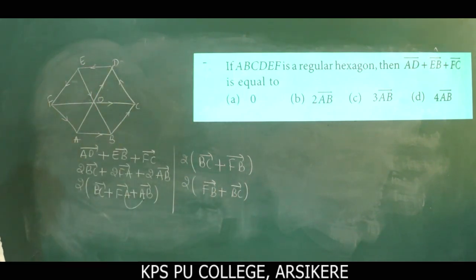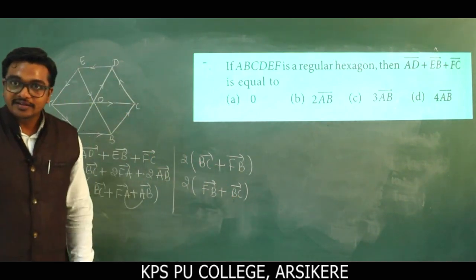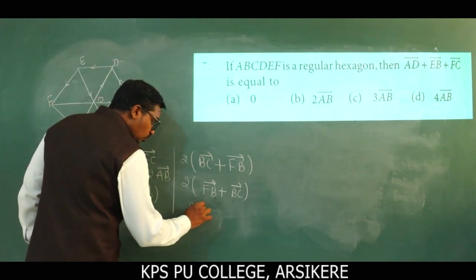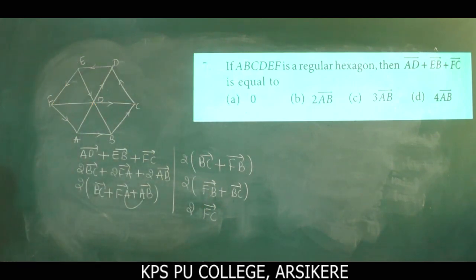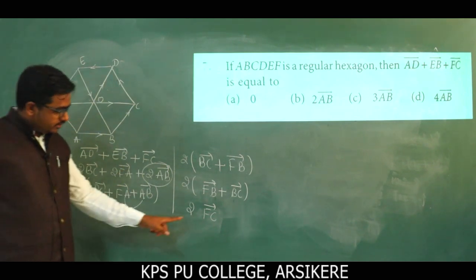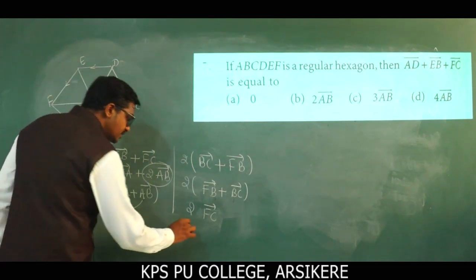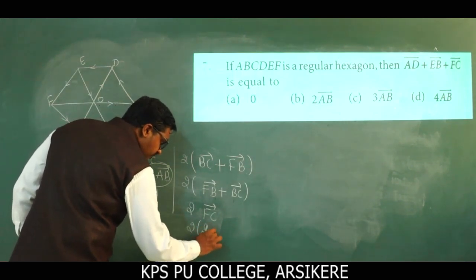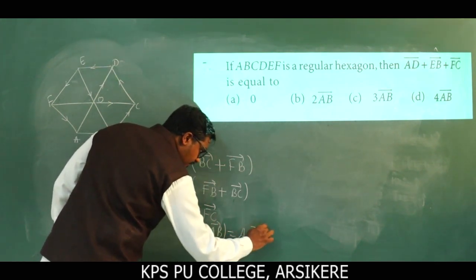Here also, the terminal point of the first vector and the initial point of the second vector are equal, they are coincident. So this can be written as 2 into vector FC, 2 into vector FC. Vector FC and vector AB are parallel. We wrote vector FC as 2 times of AB. So this is also a right answer, but the given options are in AB form. So this can be written as 2 into 2 times of AB. So this is equal to 4 times of vector AB.